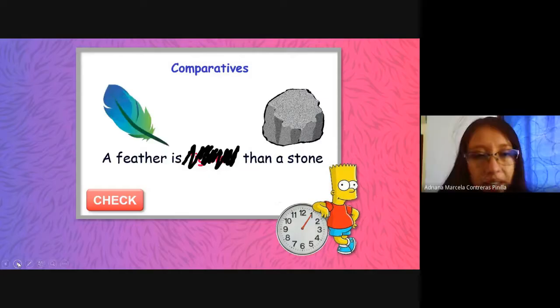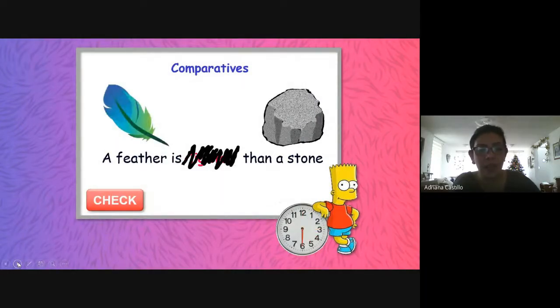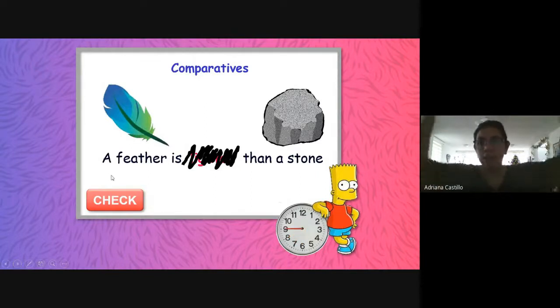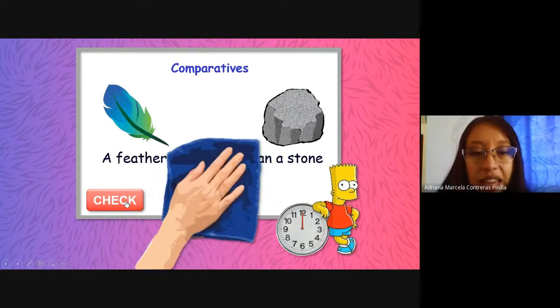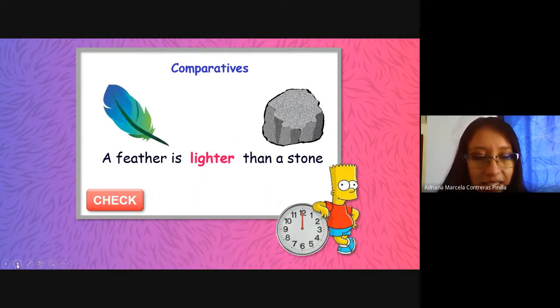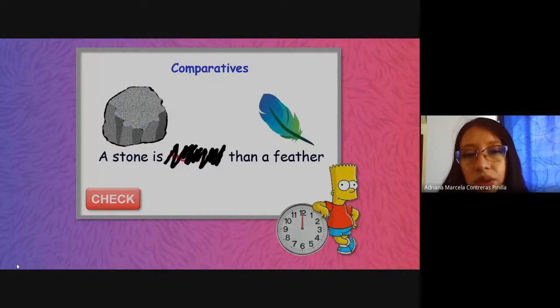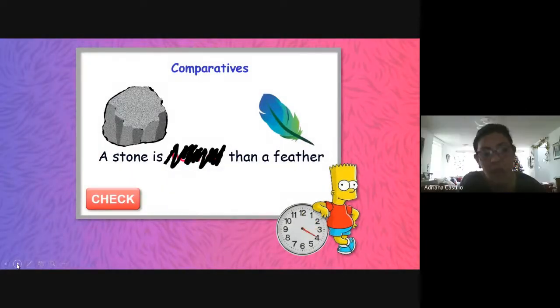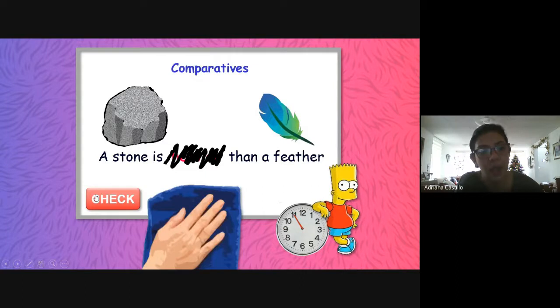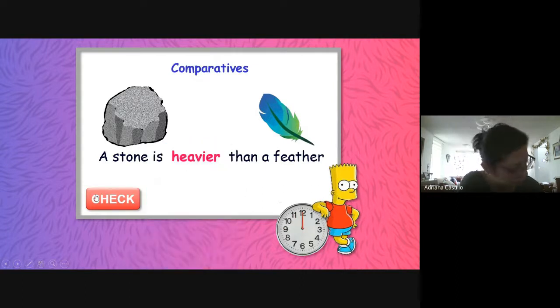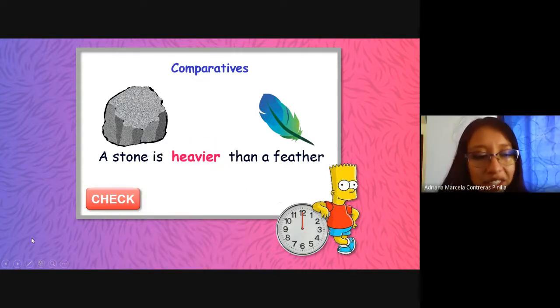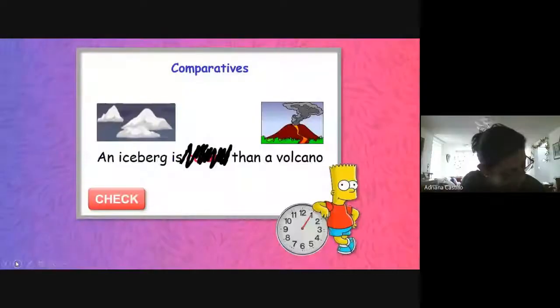A feather is lighter, más liviana. Lighter than a stone. A stone is heavier than a feather. Very good, good job. Thank you.